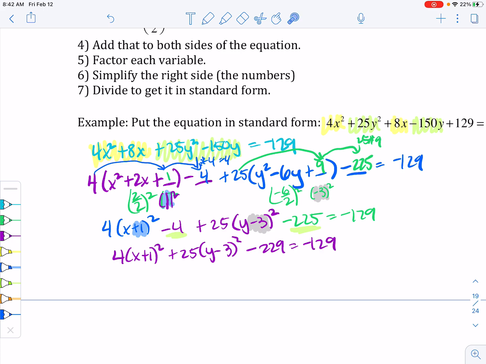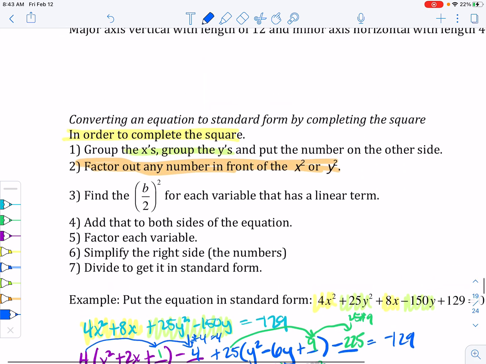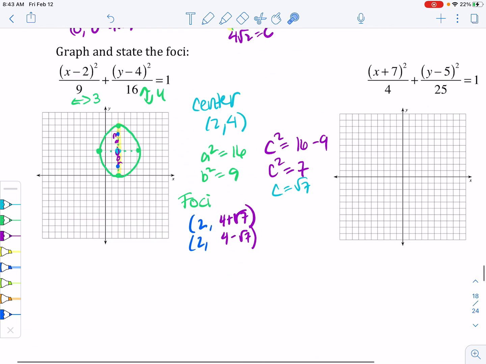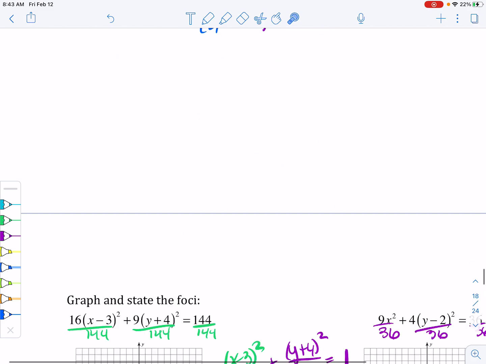Okay. So I'm going to move this thing to the other side. So I'm going to add 229. So if we do negative 129 plus 229, that gives us 100. So we now have 4 times x plus 1 squared plus 25 times y minus 3 squared equals 100. Okay. Well, again, we're trying to get it so that it's equal to 1. So now we're trying to get it so that it looks like this, where it's equal to 1.